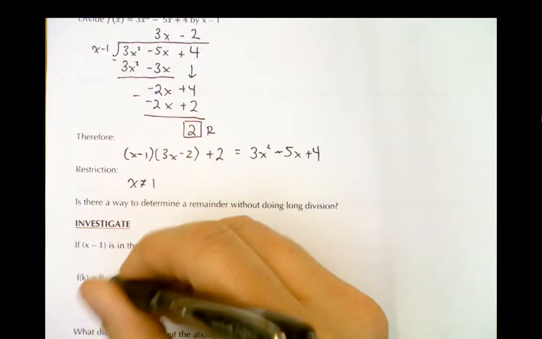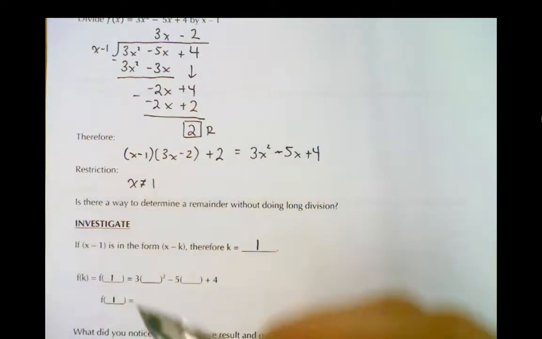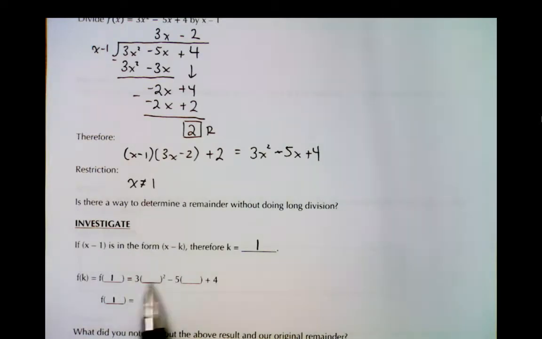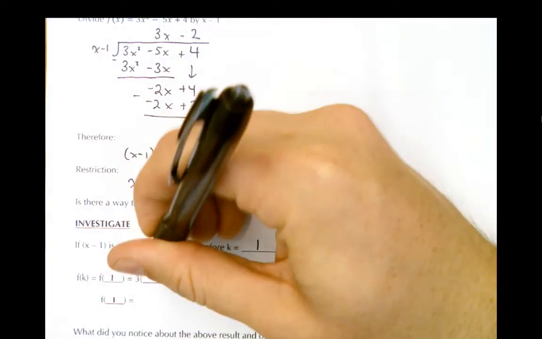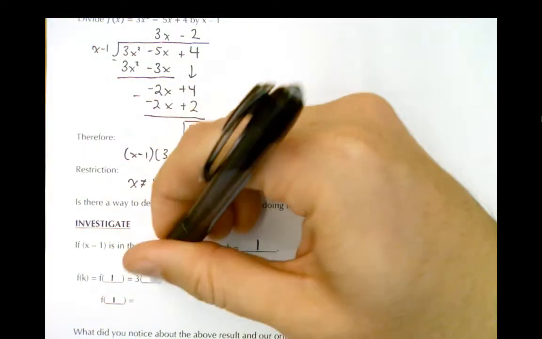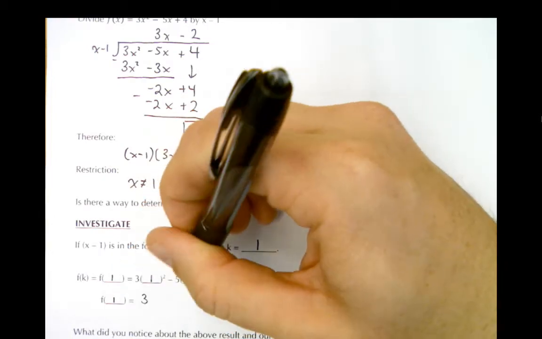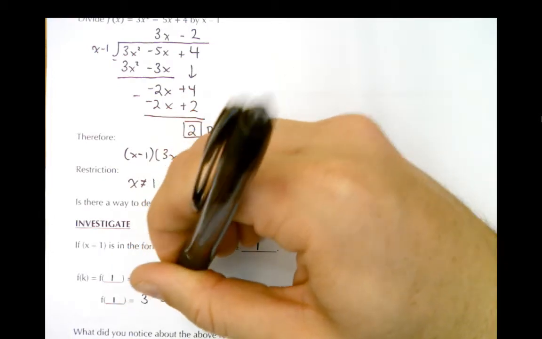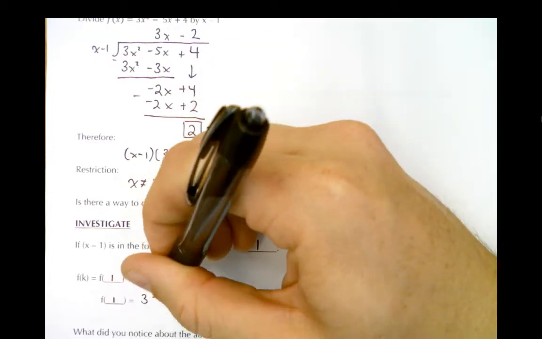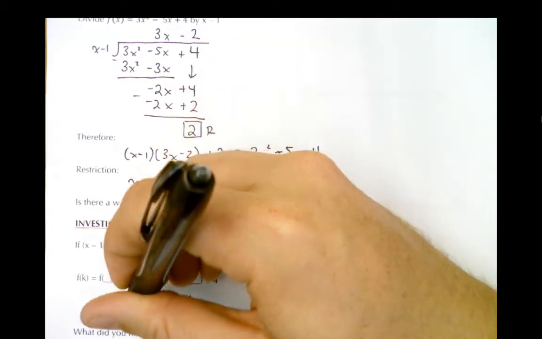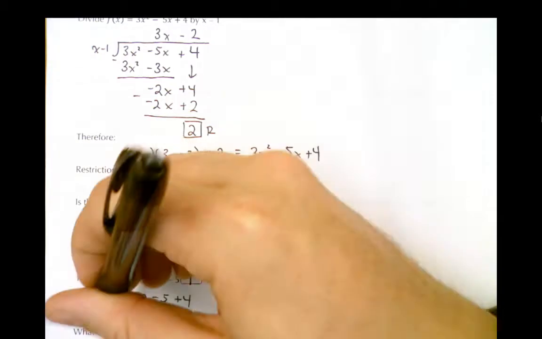Well, the function at 1 would be 3 times x squared, or 1 squared, minus 5 times x plus 4. That's the original function. And we're plugging in 1. 1 squared is 1 times 3 is 3. Minus 5 times 1 is minus 5 plus 4. 3 subtract 5 is negative 2 plus 4 is 2. The function at 1 is 2.